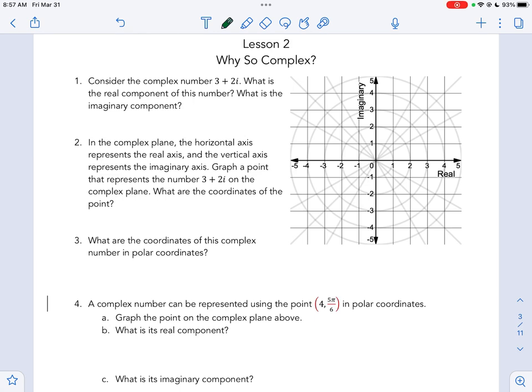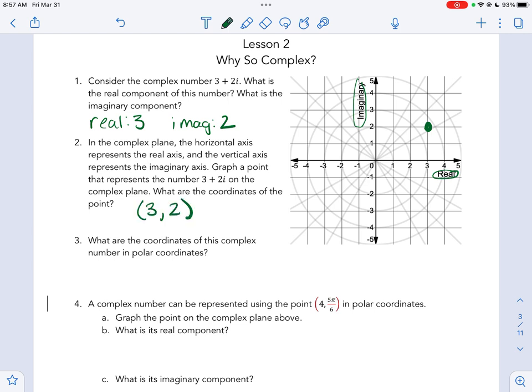Today we're going to look at some complex numbers. So if you remember, the complex number has a real and imaginary part. In this case, the real part is 3, and the imaginary part is the 2i, or the 2. And so in the complex plane, the horizontal is the real, as we can see here, and the vertical axis is the imaginary. So if we needed to graph this point 3 plus 2i, we'd go over 3 and up 2i. So if we were to label the coordinates of this complex number in rectangular, it would be 3 and 2.